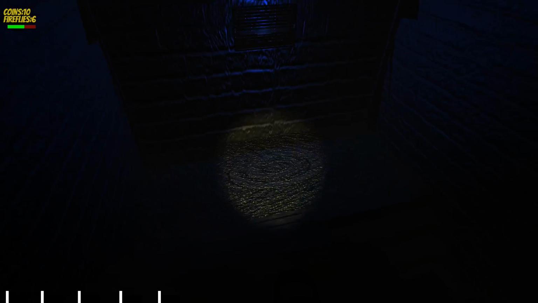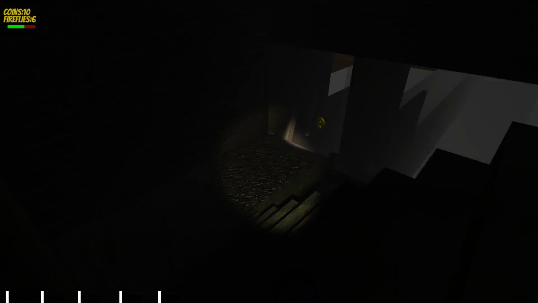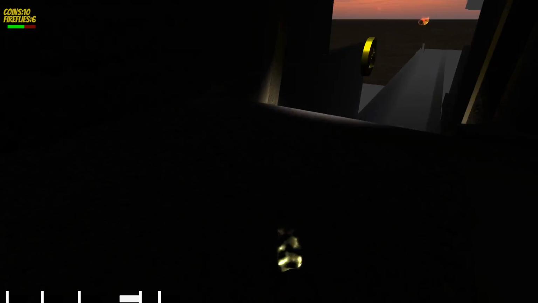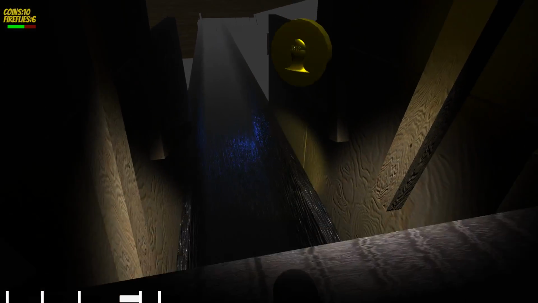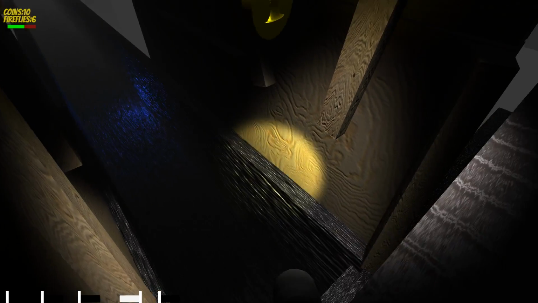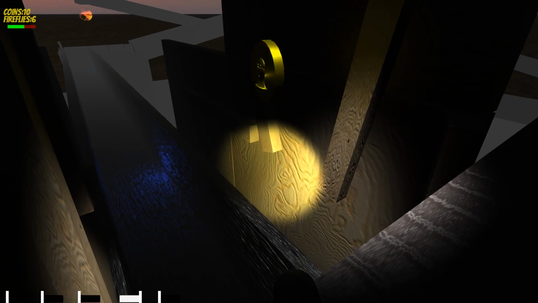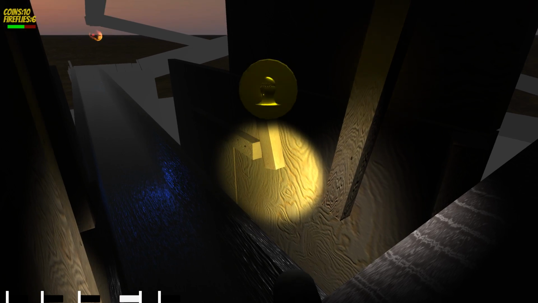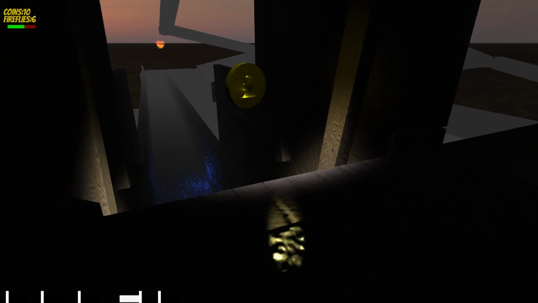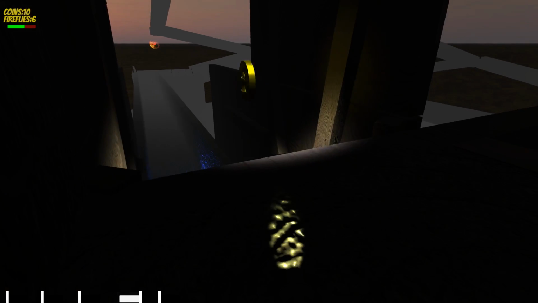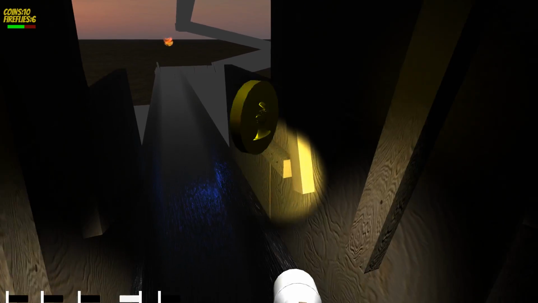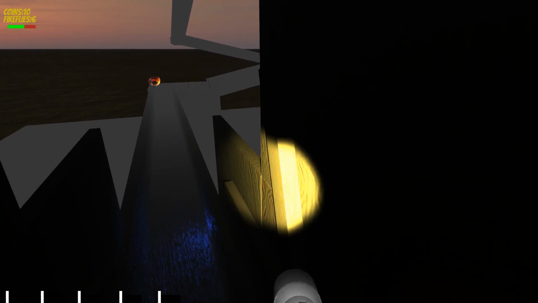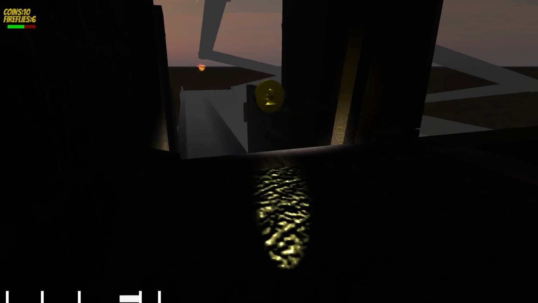Well, see now. See, that's the coin I missed, wasn't it? I wonder if I can jump, get the coin and come back. Let me try it. No, it's not going to work.